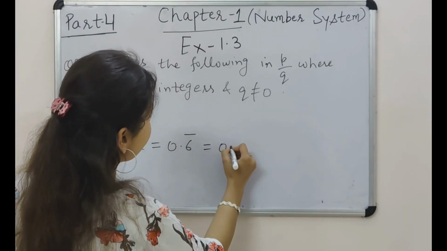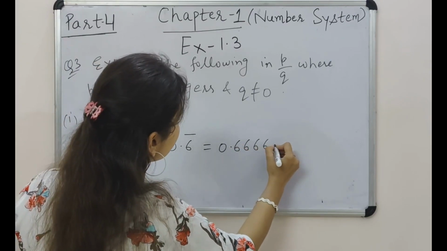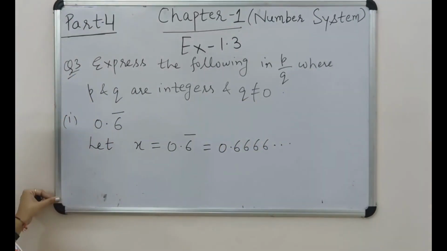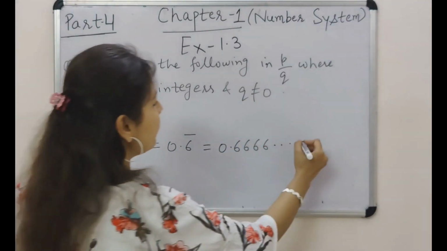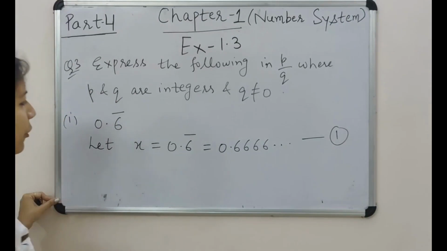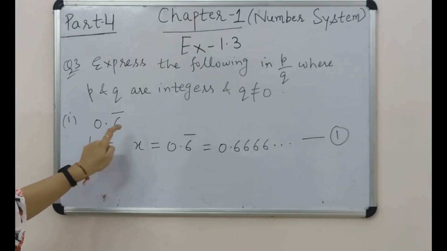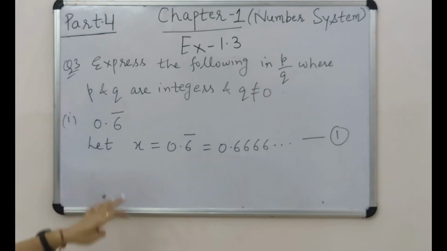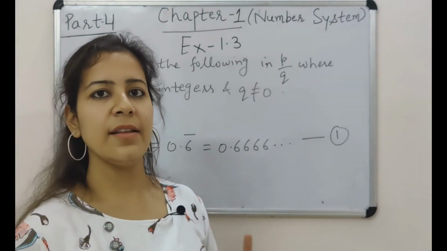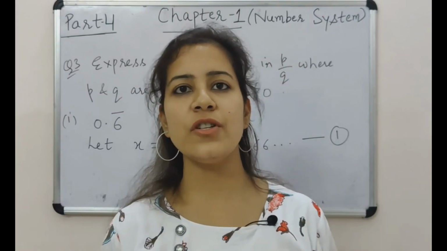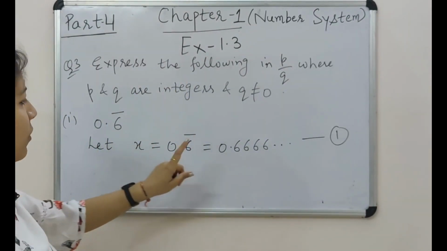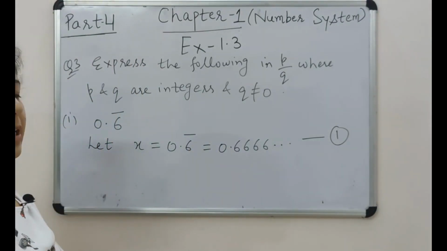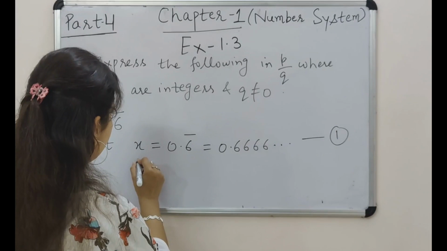I told you bar is the indicator that 6 is repeating itself. So I am putting 3 dots, which means and so on. It's going on and on and on, right? I am giving it equation number 1. You need to check in the question how many digits are there in the statement in which there is a bar over it. Since there is only single digit, only 6 is there which is having a bar over it. So you will multiply the full equation by value 10.